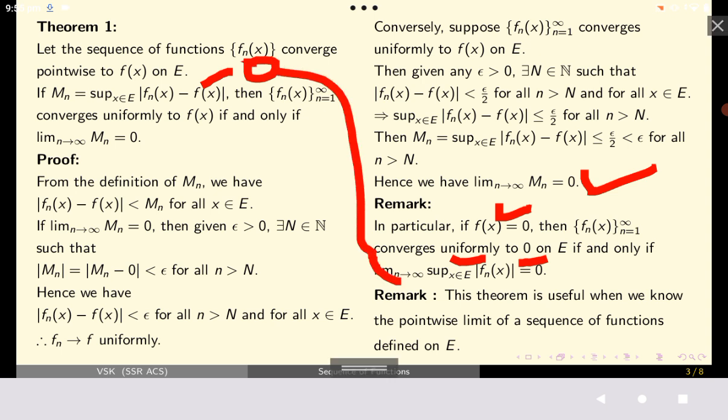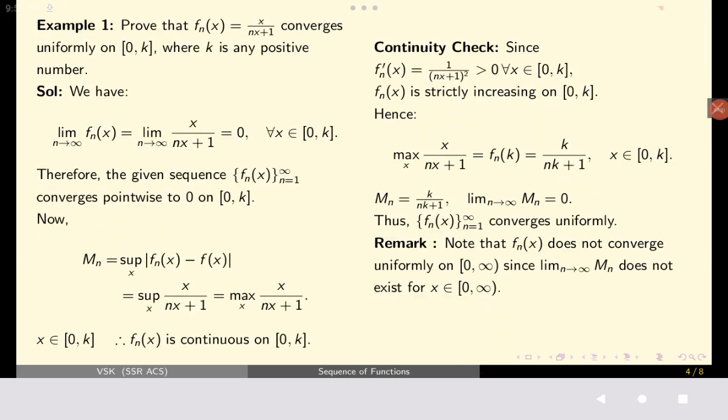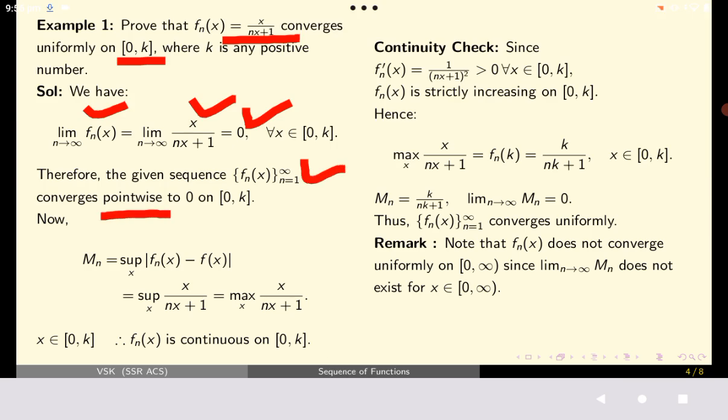Now this theorem is particularly useful whenever we know the pointwise limit of a sequence of functions defined on E. Now let us see an example. Prove that f_n(x), which is defined by this, converges uniformly on [0, k], where k is any positive number. So first of all, we will find the limit so that we will get the pointwise limit. The limit as n tends to infinity of f_n(x), that is this expression, is equal to 0. Therefore, this given sequence f_n(x) converges pointwise to 0 on [0, k]. This is the first thing we have proved.